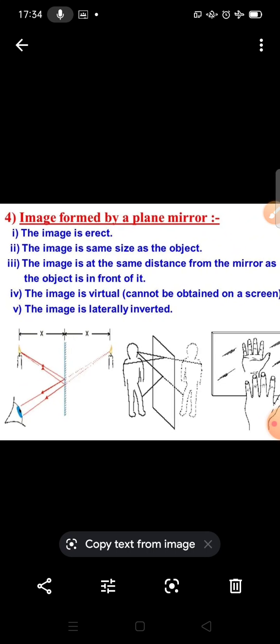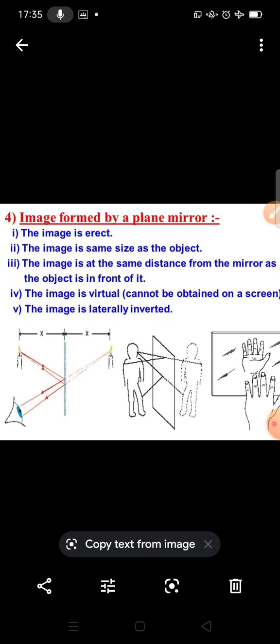Next, the image is virtual, imaginary. Virtual means the image is imaginary and cannot be obtained on a screen. You can do this activity at home also. You can stand in front of the mirror. When you stand in front of it, the image appears. When you move away from in front of the mirror, what will happen? Will the image be formed on the plane mirror? No. So this image is virtual, meaning imaginary, and cannot be obtained on a screen.